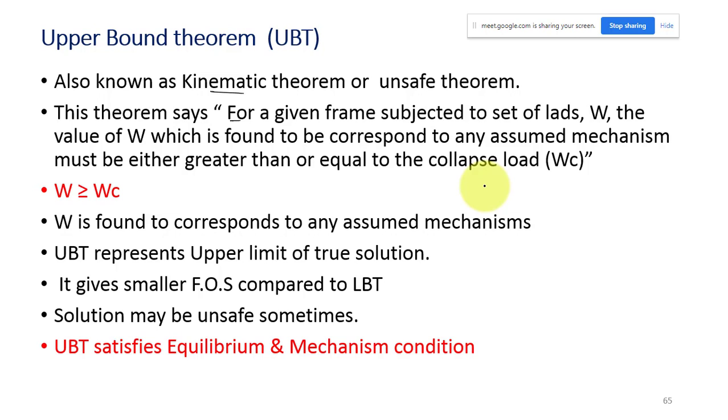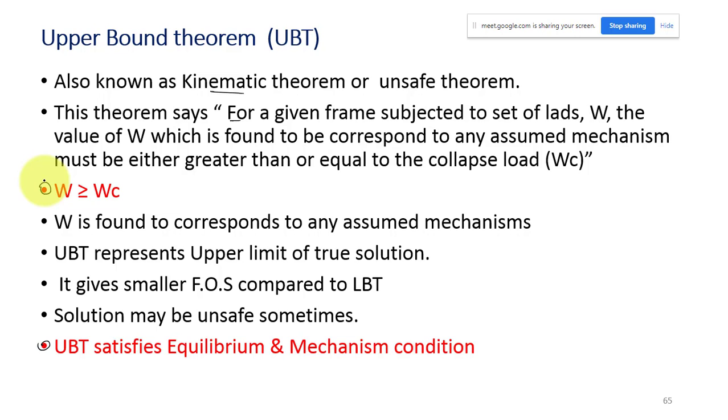So this theorem, as we have discussed, satisfies only two out of three conditions. The upper bound theorem is based on equilibrium and mechanism conditions. The yield condition may not be satisfied. That is why it will give you a value of the collapse load that is greater than or equal to the true collapse load. So as per this theorem, the equilibrium condition is satisfied and the mechanism is also formed in the structure, but the yield condition may not be satisfied.